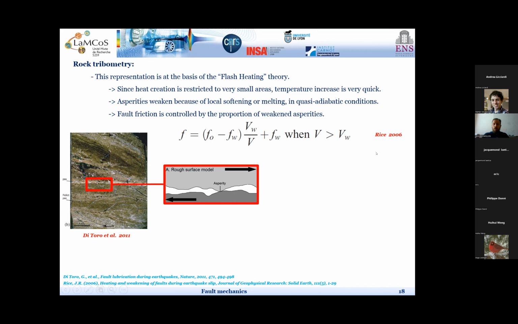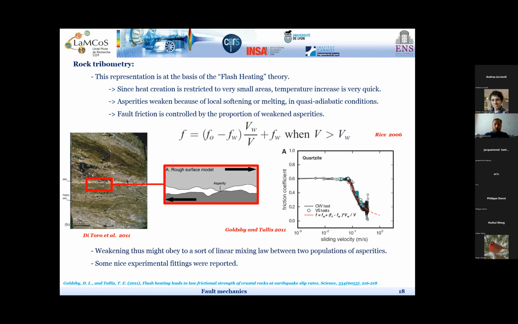And this law has been proposed by Rice in a famous paper in 2006, where actually friction is controlled by a linear mixing law between two populations of asperities, the asperities which are intact and the asperities which are weakened. And this law has been fitted experimentally several times, and usually it works pretty well.